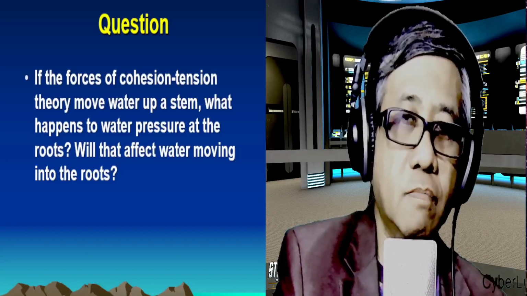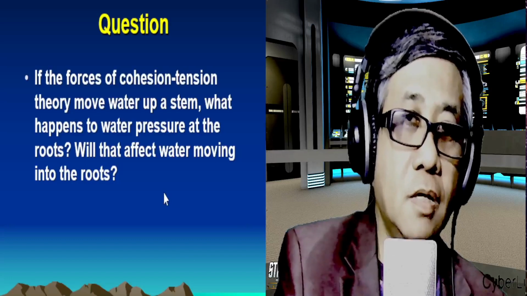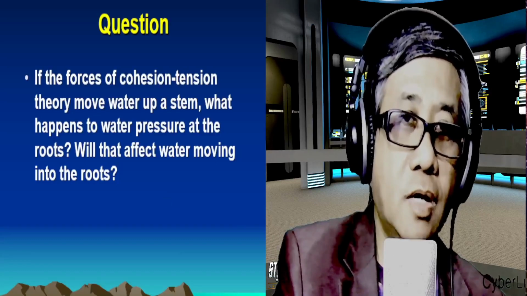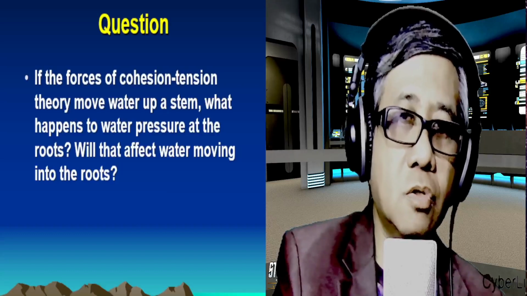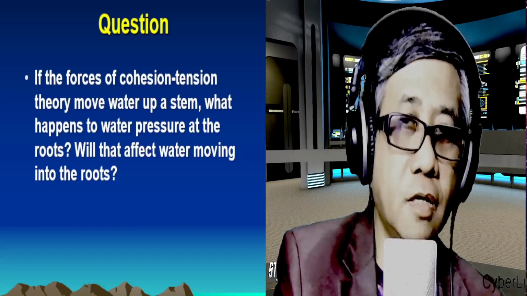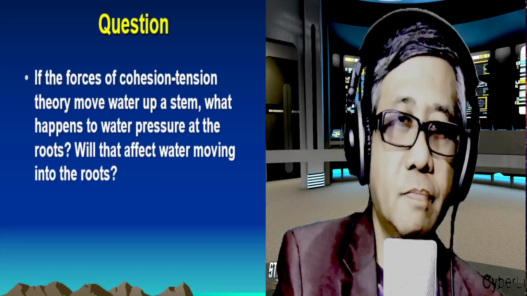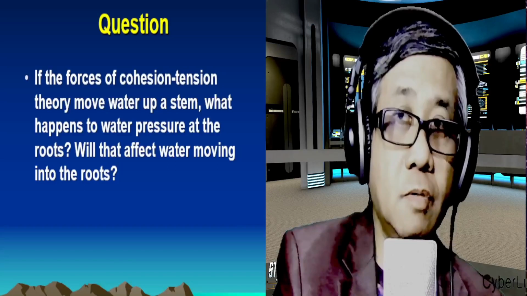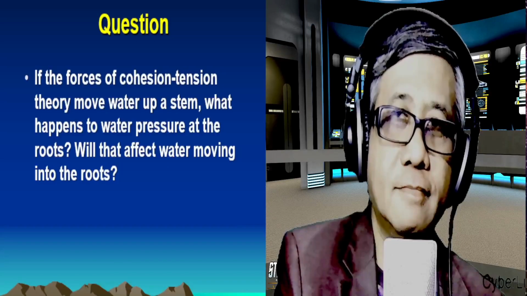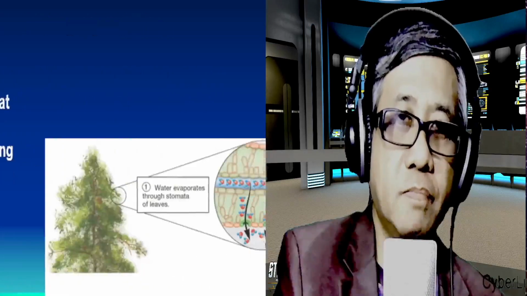I hope that video helped you gain more insight into the transport of water up the stem through cohesion tension theory. And again, please comment down below to answer this question. If the forces of cohesion tension theory move water up a stem, what happens to water pressure at the roots? Will this affect water moving into the roots? So please comment down below for your answers. Okay, so I guess we can now proceed to step 3.